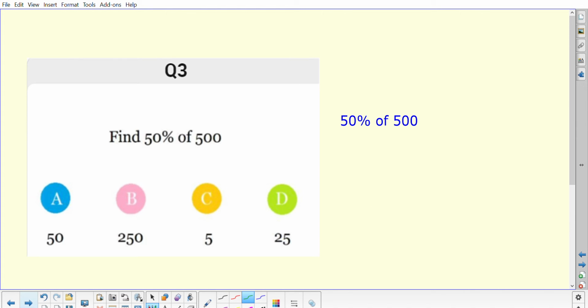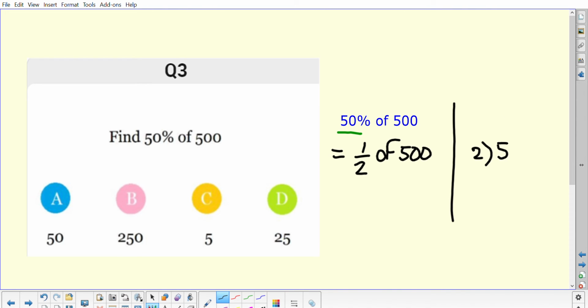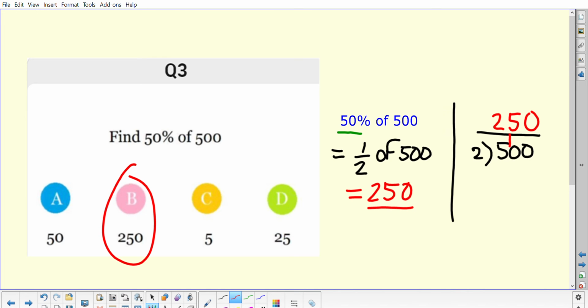Back to one that's got 50% again. So again, 50% of something, we should have been saying, well, that's the same as a half of 500. And again, writing down your into, so you're doing 2 into 500. So 2 goes into 5, 2 times, remainder 1. 2 into 10 means 5 times, and then 2 into 0 is 0. So your answer here should have been 250, which would have been answer B.